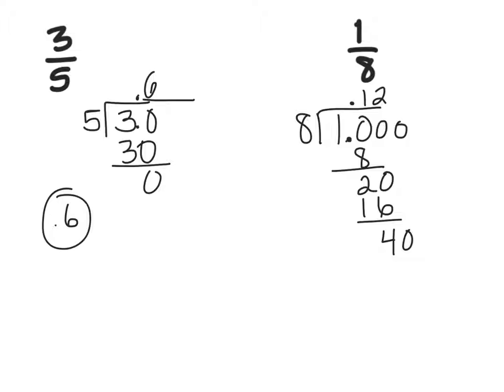Bring down the other 0. And then again, we follow the same steps. What's the closest I can get to 40 by multiplying something by 8? Well, 8 times 5 is 40. So 8 times 5 is 40. 0, so I can stop. So 1/8 is the same as 0.125.